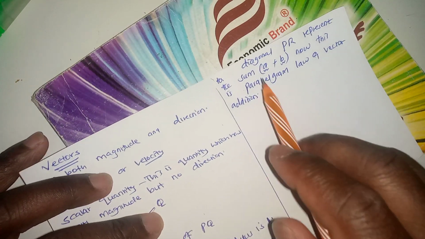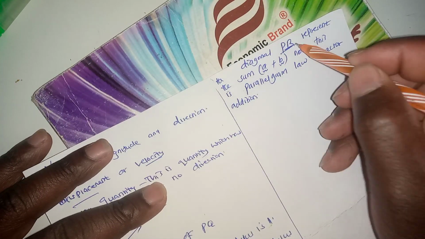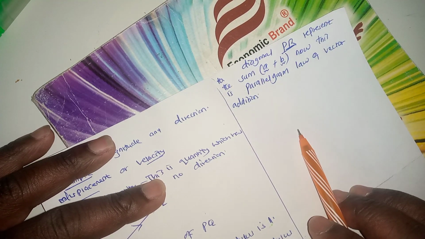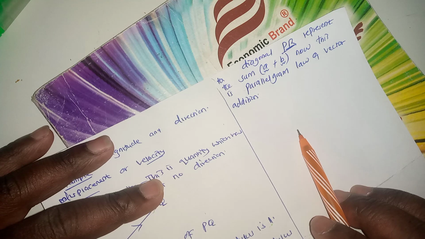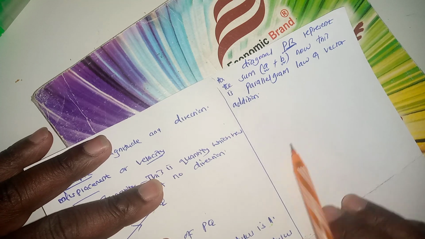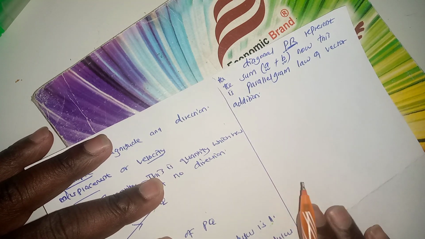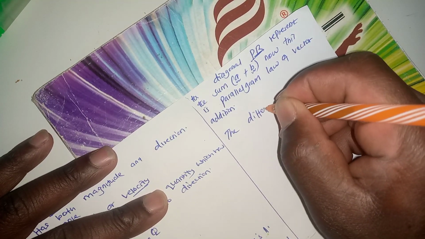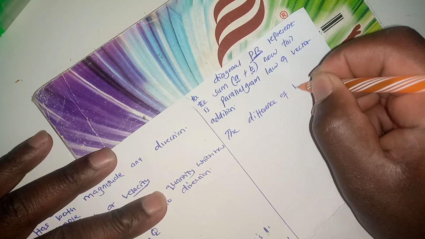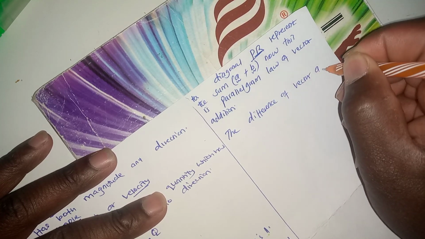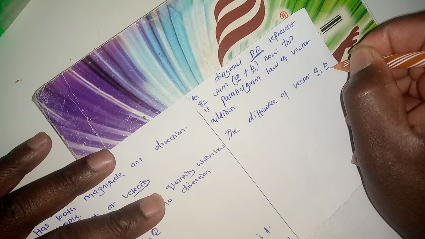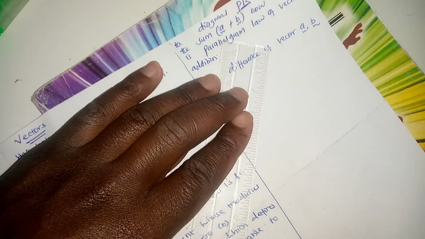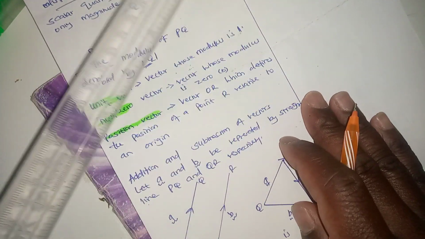Now we have seen that the diagonal PR represents the sum A plus B, which is the parallelogram law of vector addition. Let's see now the difference of vectors A, B. Now the difference of vector A, B is like this. Now we can draw.